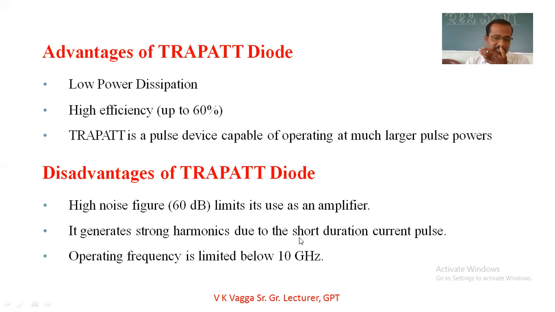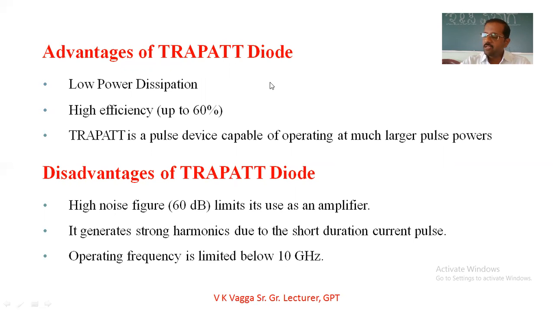It is due to the short duration of the pulse, and the operating frequency is limited. It is below 10 gigahertz. So from hundreds of megahertz up to 10 gigahertz is its operating range. And if it exceeds 10 gigahertz, it induces noise there. Okay, all these are the advantages and disadvantages of the TRAPATT diode.